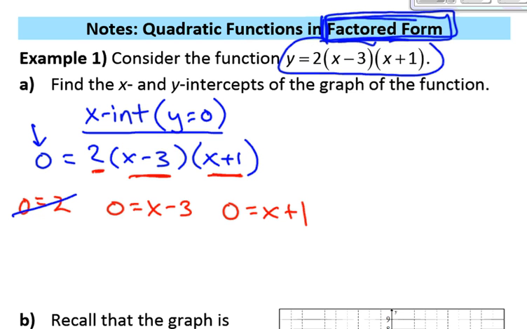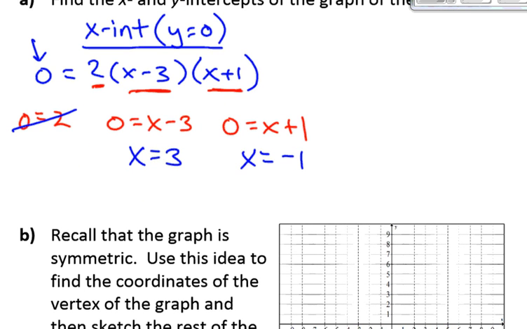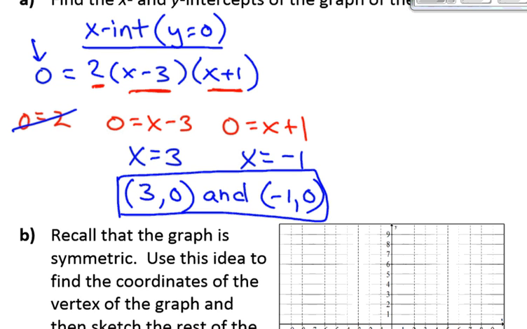Now 0 doesn't equal 2, so we don't have to worry about that one. There's no x value there, so that will not count. 0 equals x minus 3 when x is 3, and 0 will equal x plus 1 when x is equal to negative 1. Now, those are actually not my final answers because the question asked for the x-intercepts. That means the question wants a point. And so I need to write this as the point (3, 0) and the point (negative 1, 0). That is my answer for the x-intercepts.